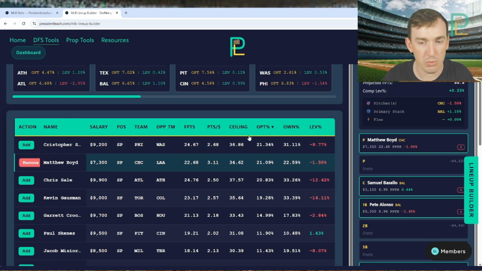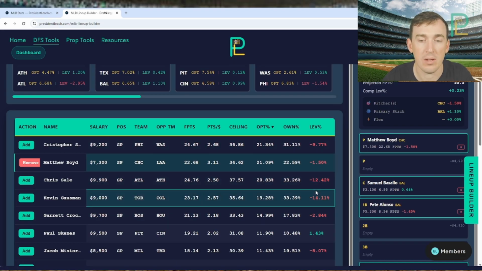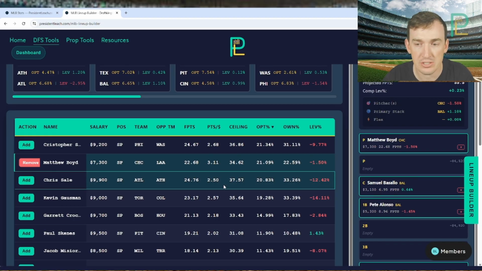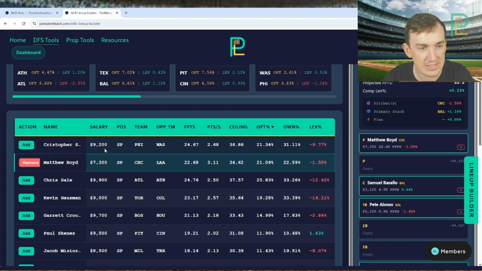As I'm looking at this board, there's a few decisions we need to make. Since we already have a highly leveraged stack, I think it's okay if we went with one of these higher owned pitchers. These are top pitchers. We're already a little bit off the board with our stack, so I think it's okay to add in one of these top pitchers. Based on salary, I'm looking at Christopher Sanchez and Kevin Gausman. Let's add Christopher Sanchez in this spot.